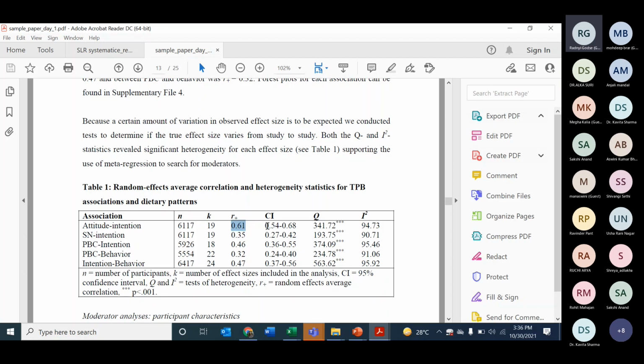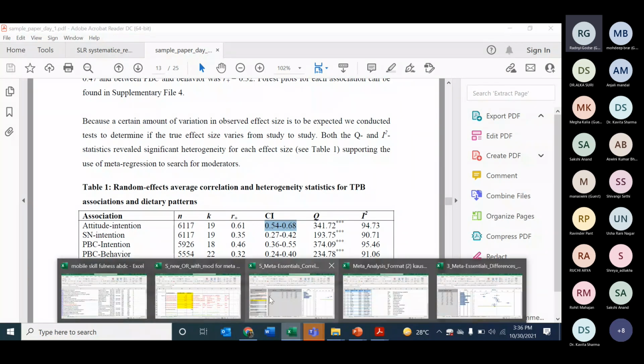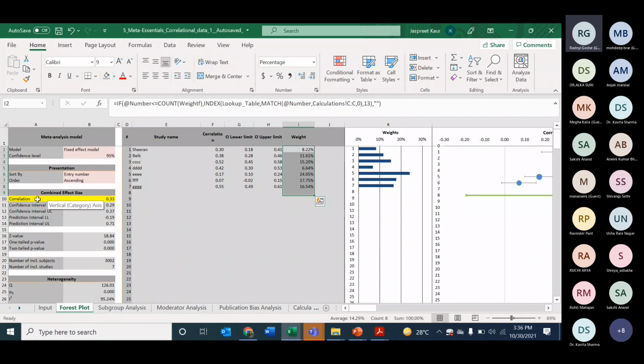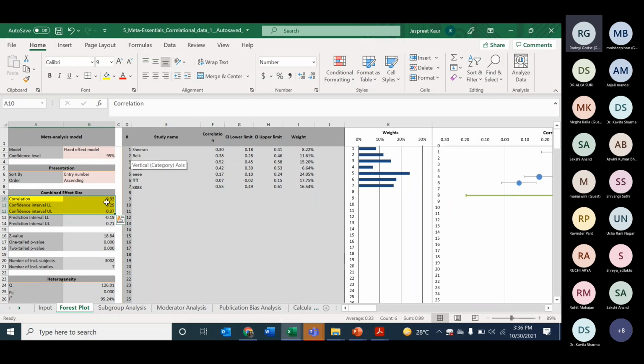The confidence interval, which is the upper and lower limit of the consolidated effect size, where do you see it in Meta Essentials? You see it over here. So this is the combined effect size 0.33, and here you see 0.29 is the confidence interval lower and 0.37 is the upper.